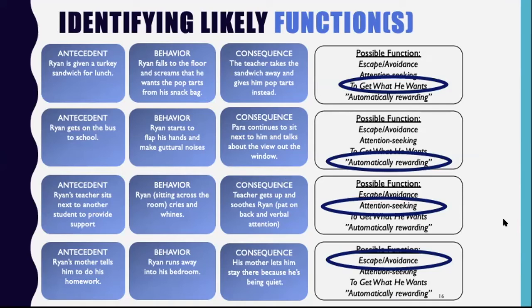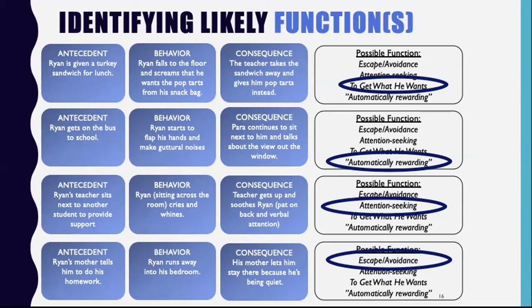So when analyzing that, you can notice a pattern. Oh, it's attention seeking. It's not that he needs or wants something, and therefore you can adjust your consequence in order to decrease that behavior and teach more effective adaptive behaviors or replacement behaviors.